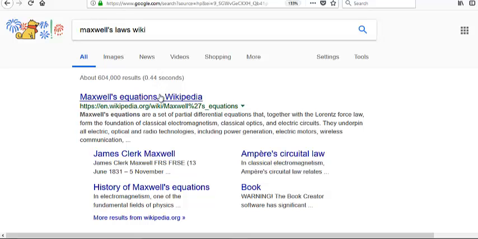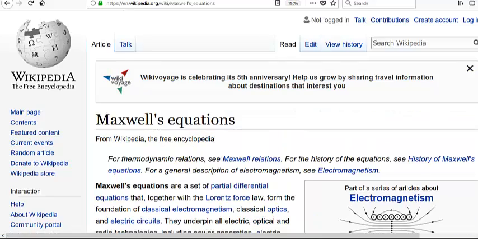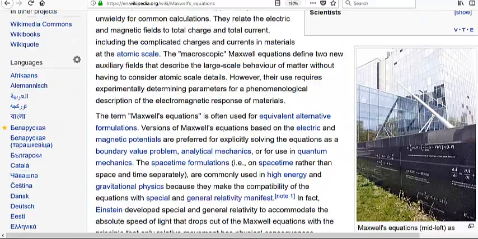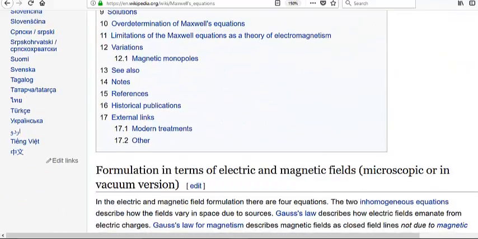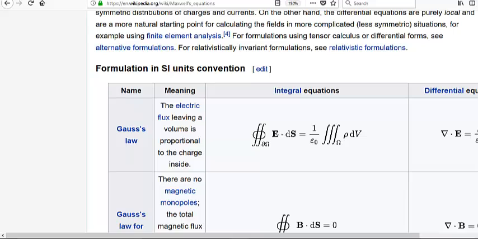Okay, Maxwell's equations. I guess they're not laws. And so yeah, they relate electricity and magnetism. Here they are. So there's Gauss's law.